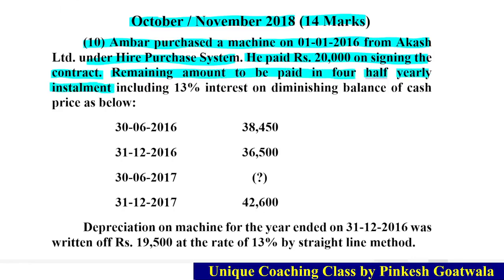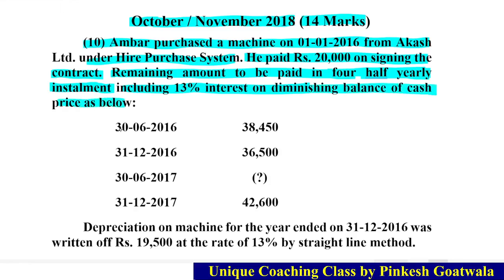Look here, the remaining amount is paid in 4 half yearly installments, which means 4 installments, and half yearly means indirectly every 6 months. A year is 12 months, half a year is every 6 months. So there are 4 installments including 30% interest on diminishing balance of cash price.